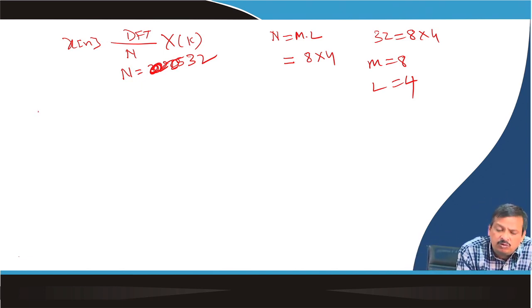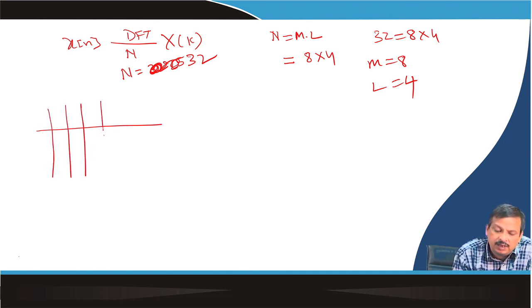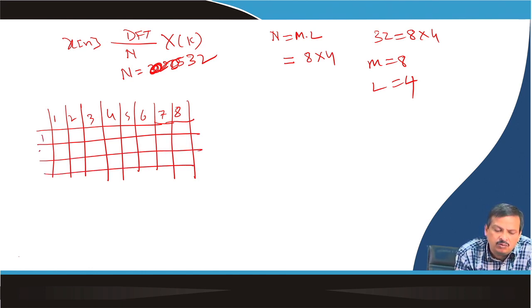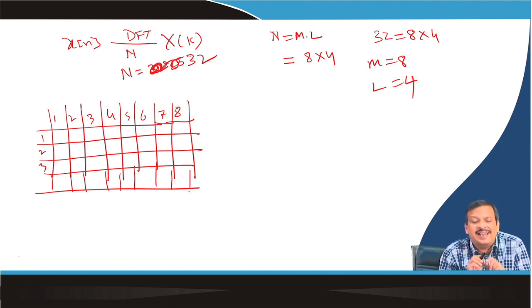If I want to apply the divide and conquer method, and store the data, there are M number of columns, 1, 2, 3, 4, 5, 6, 7, 8. So there are 8 columns, starting from 1 to 8, and there are 4 rows, 1, 2, 3, 4. Now I have to store my x of n.